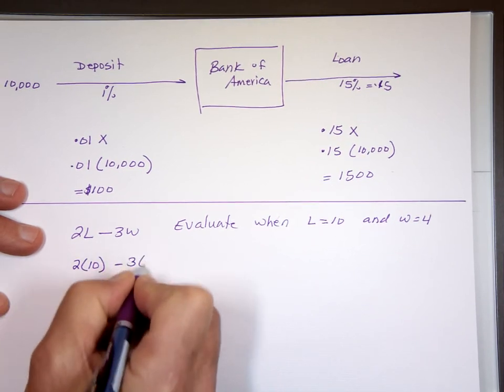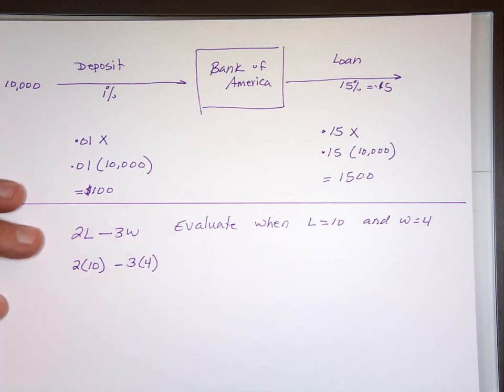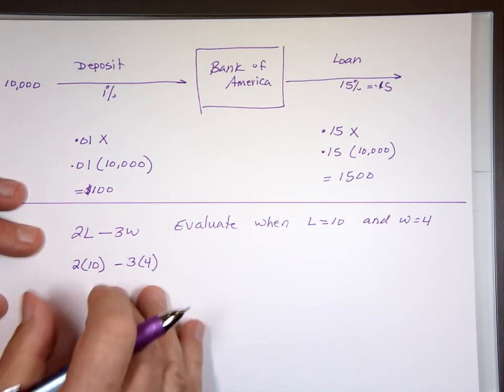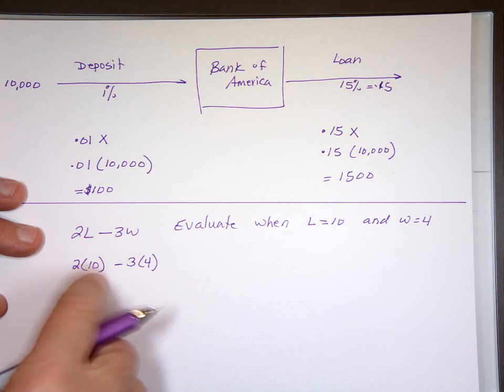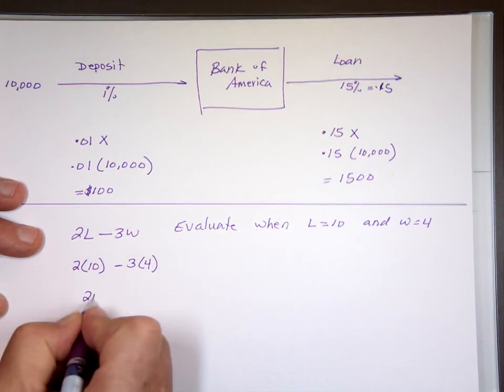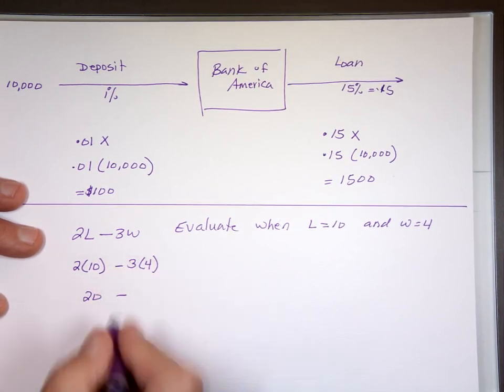Remember the order of operations. You got to do the multiplication before the subtraction. What's 2 times 10? 20 minus, what's 3 times 4? What's 20 minus 12? 8.